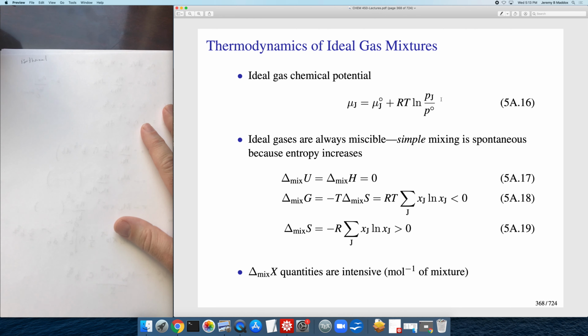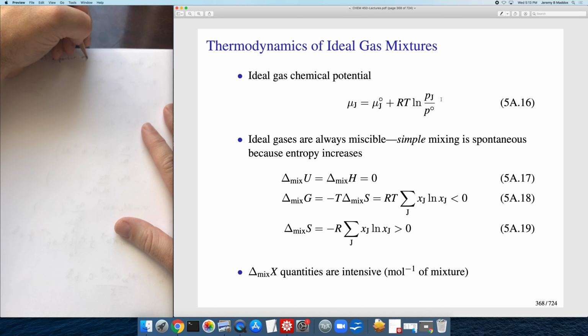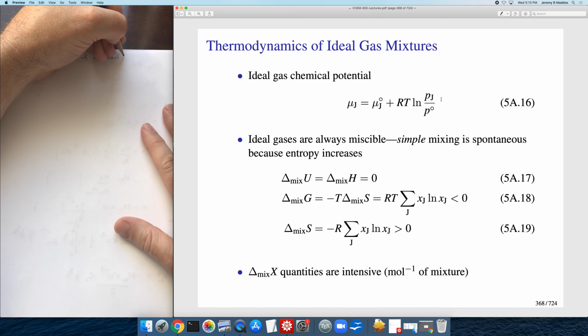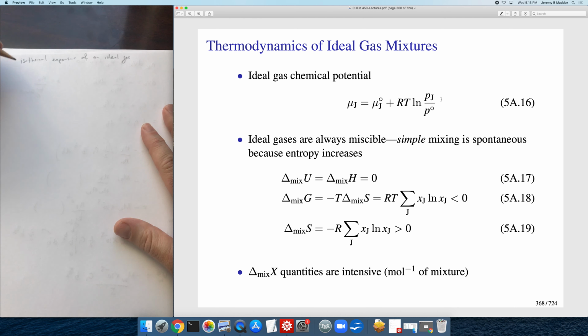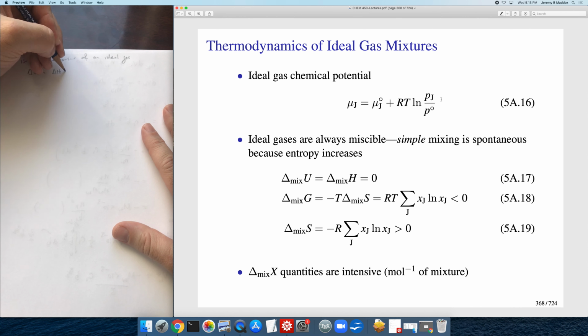expansion of an ideal gas. It doesn't matter that it's reversible, so I can just say isothermal expansion of an ideal gas. And what I'm going to ask you to do is to calculate delta G for that. Okay, so delta G is going to be equal to delta H, since it's constant temperature, minus T delta S.